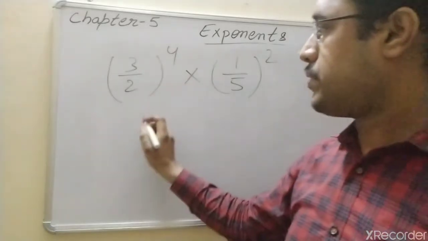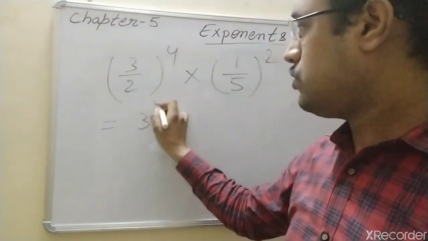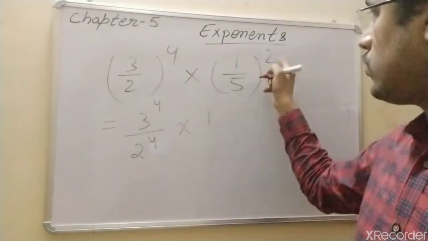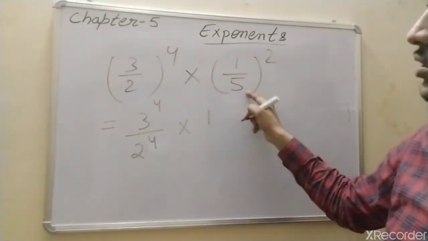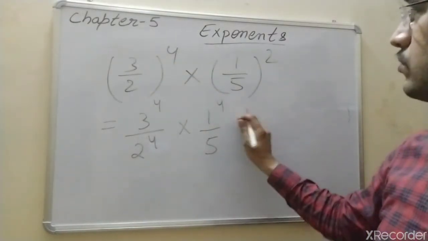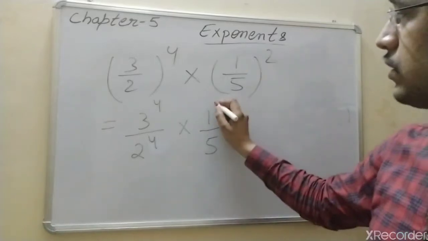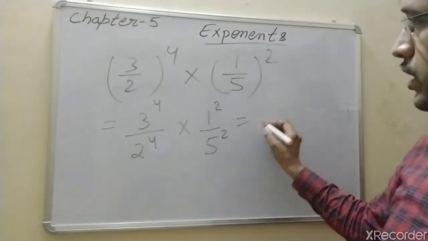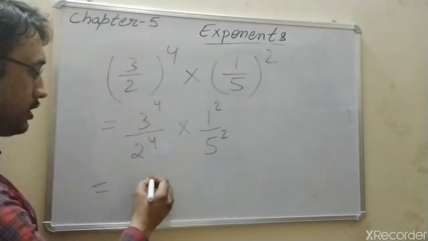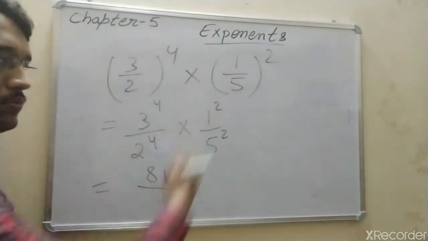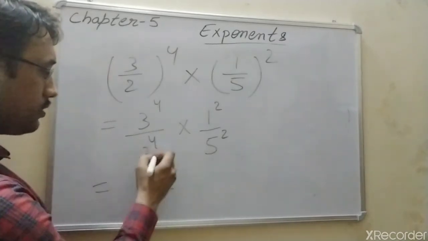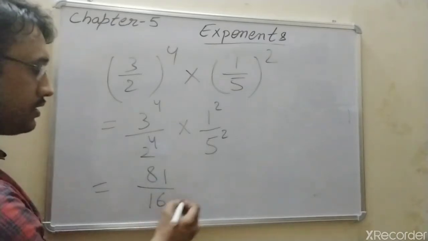So first this 4 power you can write here. 3 to the power 4 by 2 to the power 4 into this 1 power will come to numerator and denominator both, as I have done here. 5 is, it is 2 power here, 1 square and 5 square. So you will write that number is 3 to the power 4, you will find it is coming 81. 3 into 3 you will multiply 4 times, and here 2 to the power 4, then you will get it is 16.